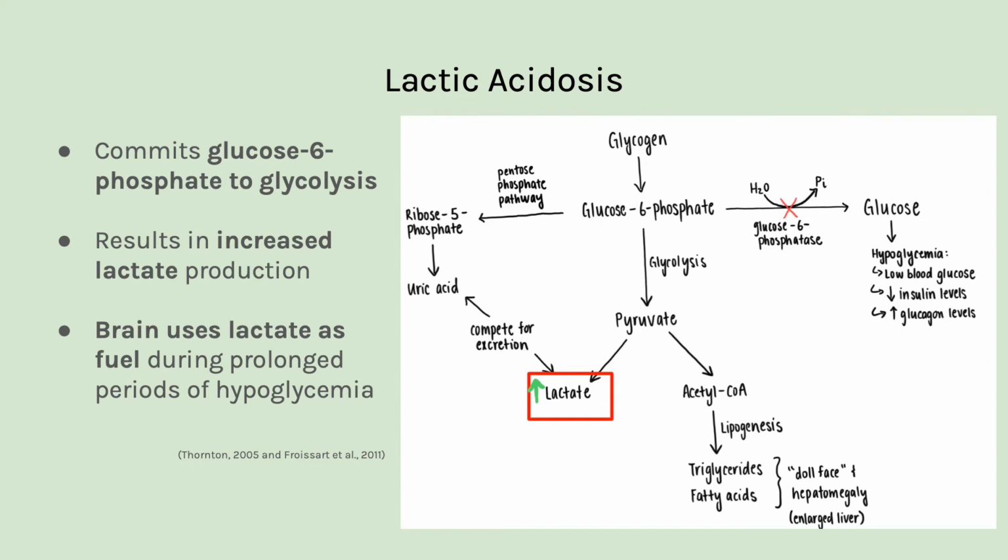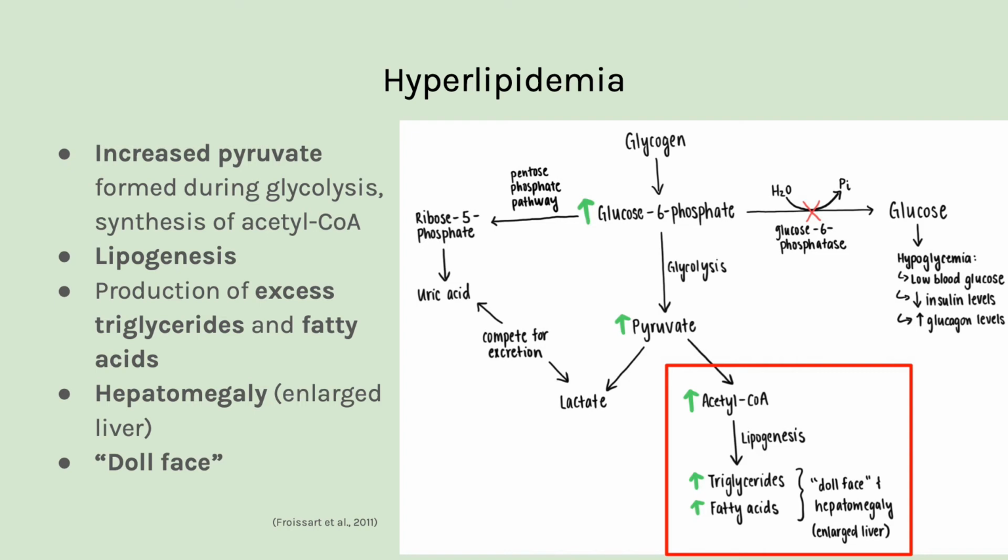Therefore, instead of using glucose, the brain uses lactate as fuel during prolonged periods of hypoglycemia. However, constant and elevated lactate levels lead to metabolic lactic acidosis. With an increased concentration of pyruvate formed from glycolysis, synthesis of acetyl-CoA occurs, which is the starting metabolite for lipogenesis. Thus, excess production of triglycerides and fatty acids occurs. This increased storage of fat, in addition to the accumulation of glycogen in the liver, leads to hepatomegaly. It also causes the characteristic dull face seen in infants suffering from von Gierke disease.